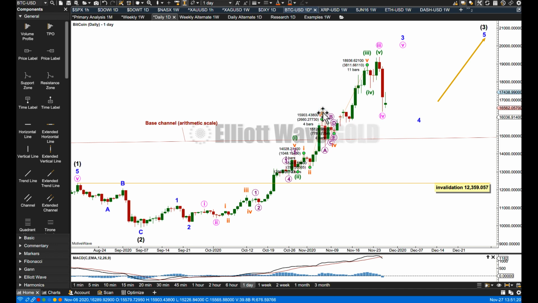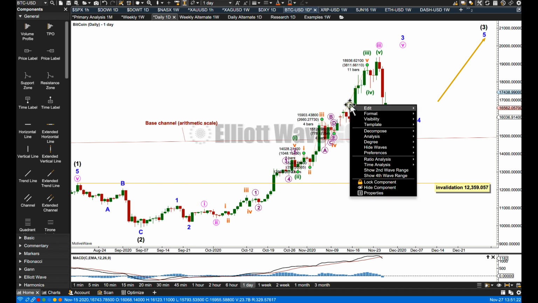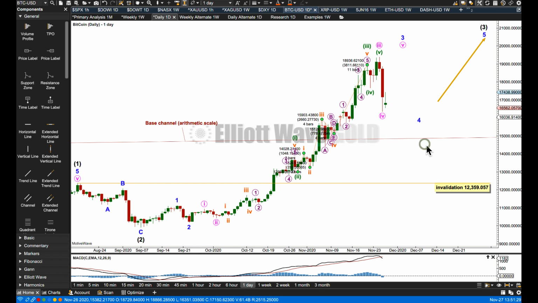Okay, now subminuet 5 has a nice 5-wave structure. Let's put some labels in there. Control click, decompose. This is an impulse. That looks good. Okay. So I'm going to move my... okay.